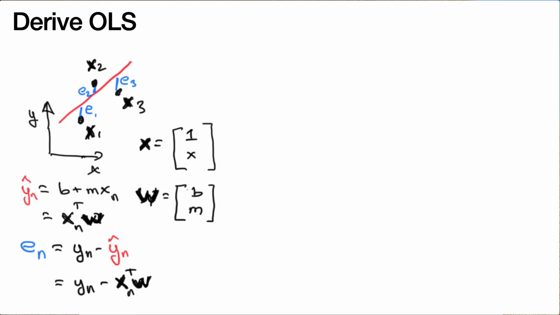So I'm going to do a really short video showing how to derive ordinary least squares in linear algebra form. So let's get right into it. We need to start with the idea of writing down an equation for a line.